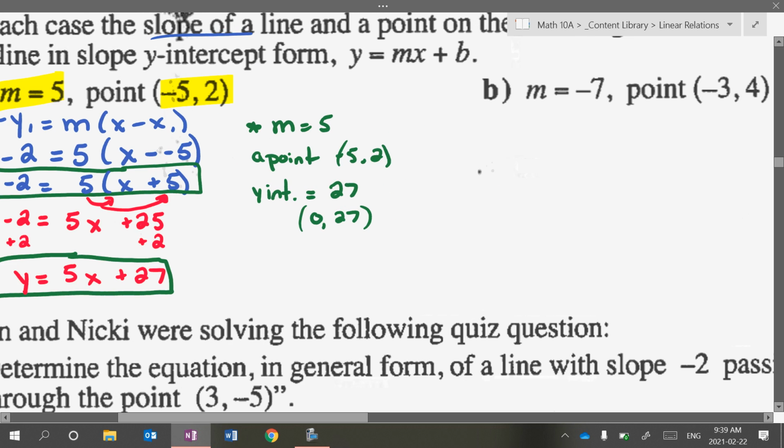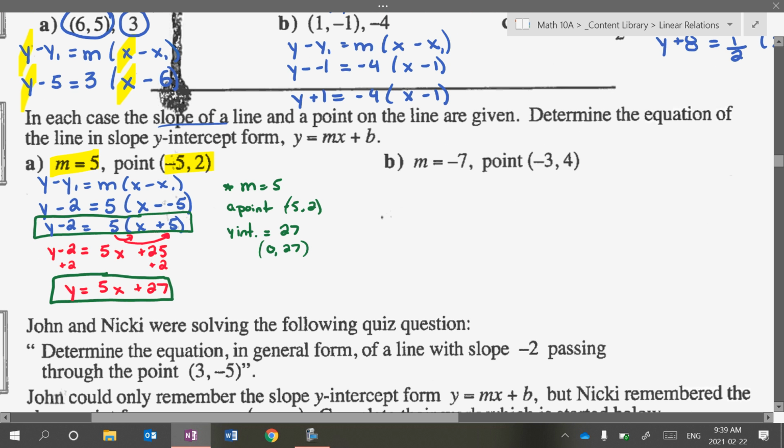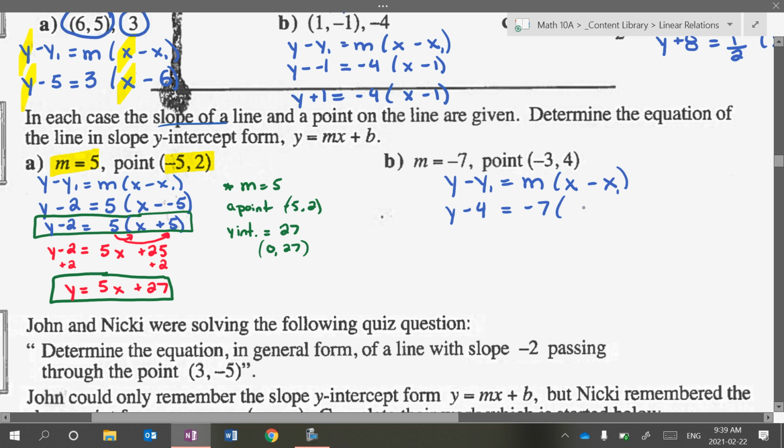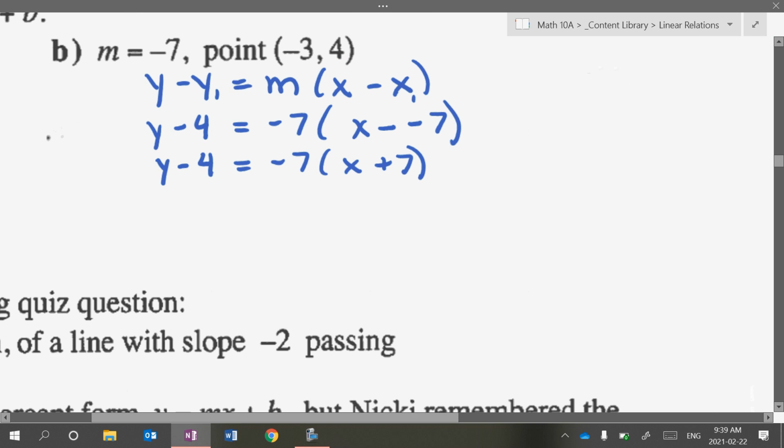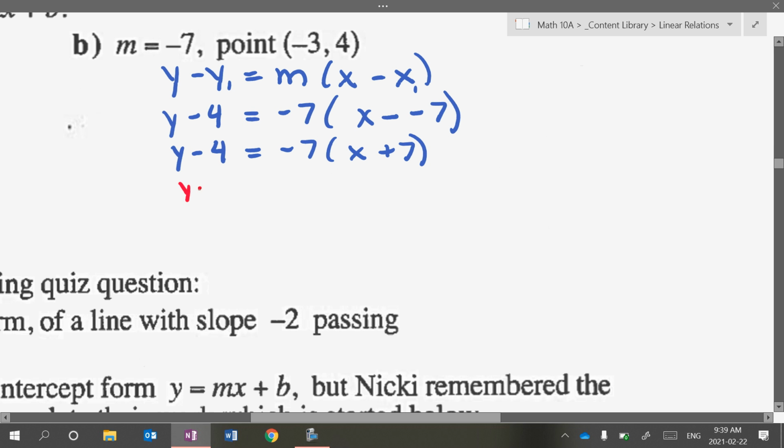Okay, let's try this next one. So we're going to do that same process again. So y minus y is equal to m, x minus x. So I get y minus 4 is equal to -7 times x minus -7. Whenever you have a negative with this formula, it's going to end up being positive. So I'm going to get x plus 7. And then from here, we're going to change it to slope-intercept form, or y equals mx plus b. So I distribute that -7 through.